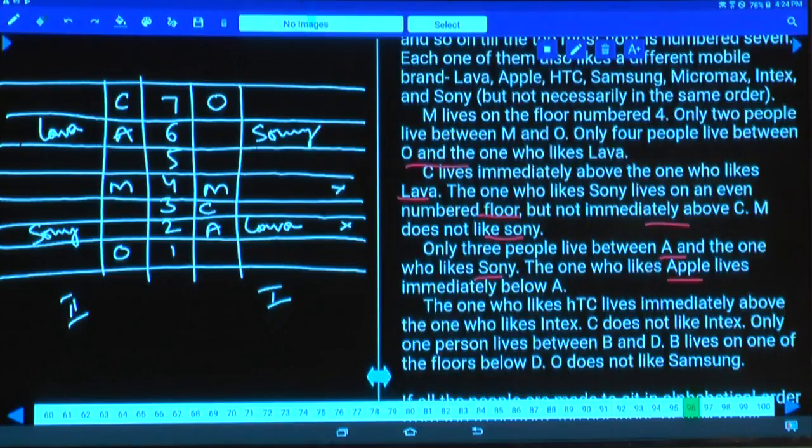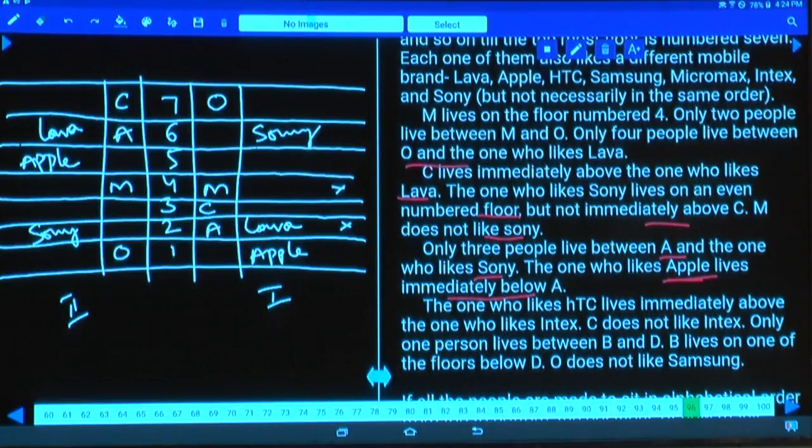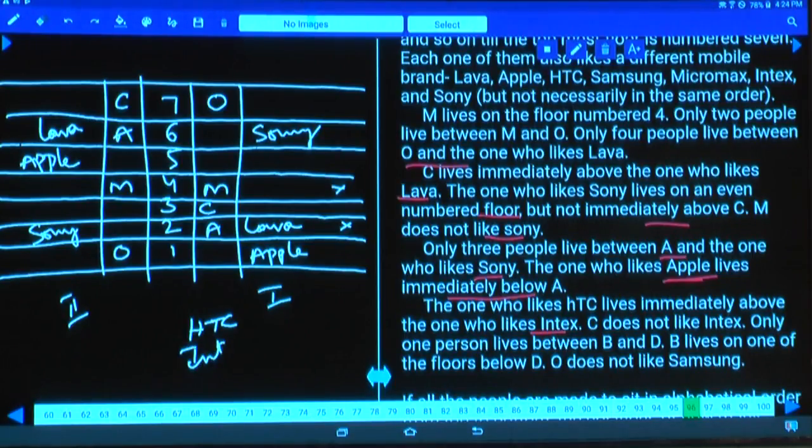The one who likes Apple lives immediately below A. Apple must be on floor number 1. The one who likes HTC lives immediately above the one who likes Intex. Hence, HTC and Intex are adjacent to each other. Here, what is the only possibility? HTC at this place and Intex at this place. She does not like Intex, hence HTC and Intex will be at this place.